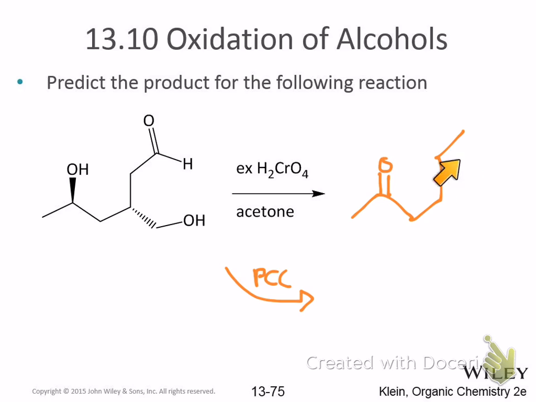What do I get up here? From here to here? I get a carboxylic acid. Even though it's not an alcohol, right? Chromic acid will oxidize aldehydes to carboxylic acids and primary alcohols to carboxylic acids.